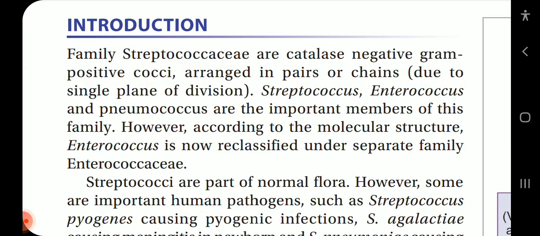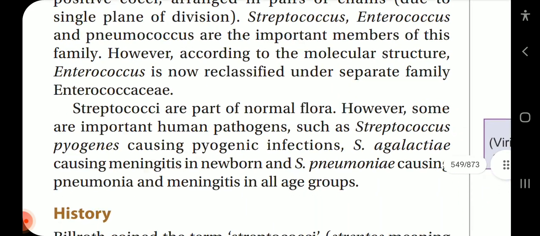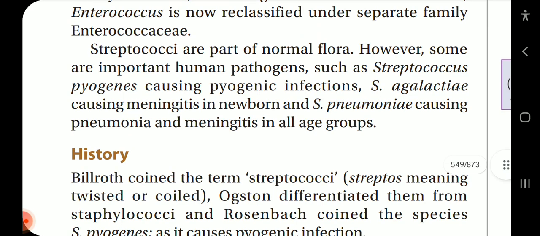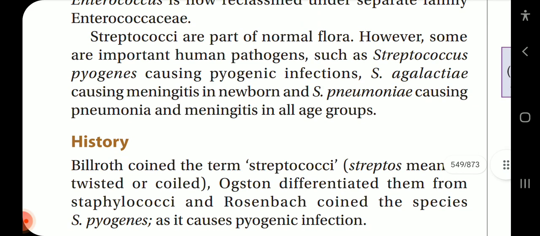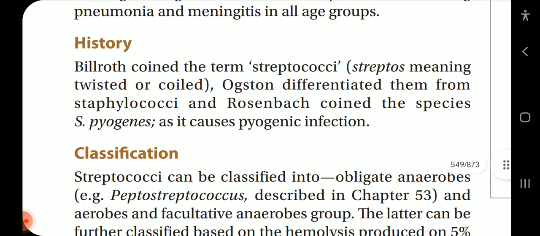Introduction. Family Streptococcaceae are catalase negative gram-positive cocci arranged in pairs or chains due to single plane of division. Streptococcus, Enterococcus, and Pneumococcus are the important members. Enterococcus is now reclassified under a separate family, Enterococcaceae. Streptococci are part of normal flora, however, some are important human pathogens, such as Streptococcus pyogenes causing pyogenic infections, Streptococcus agalactiae causing meningitis in newborn, and Streptococcus pneumoniae causing pneumonia and meningitis in all age groups.